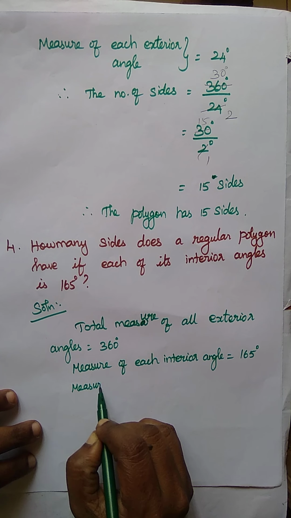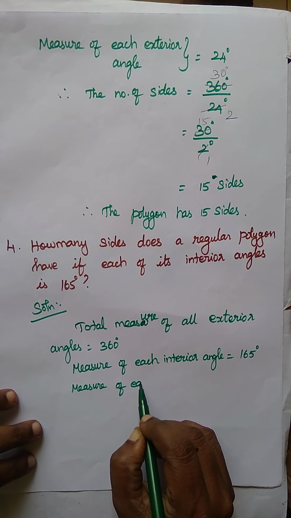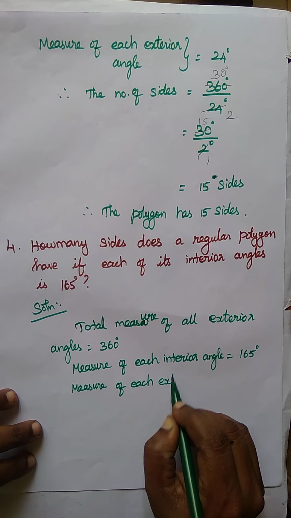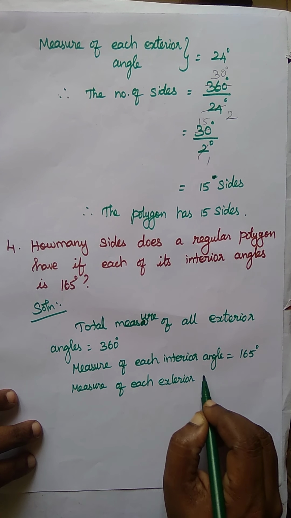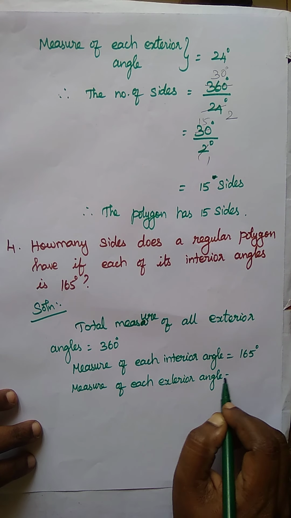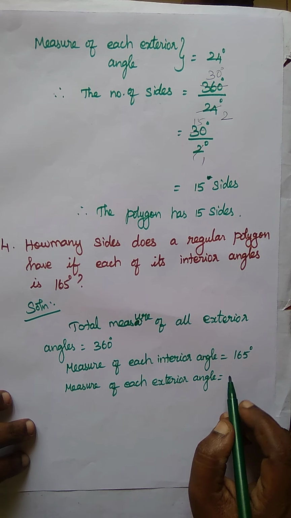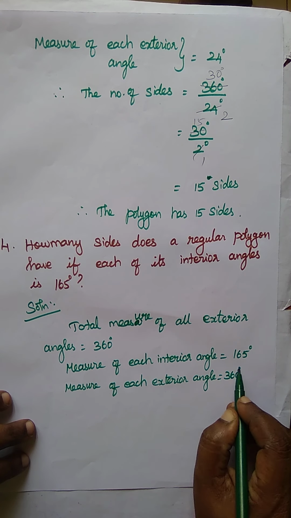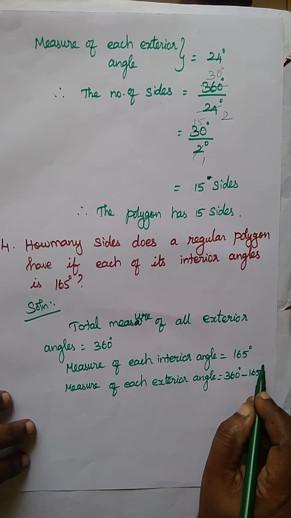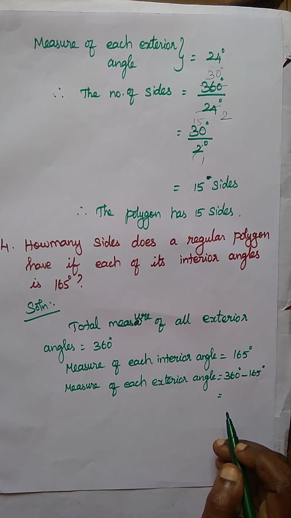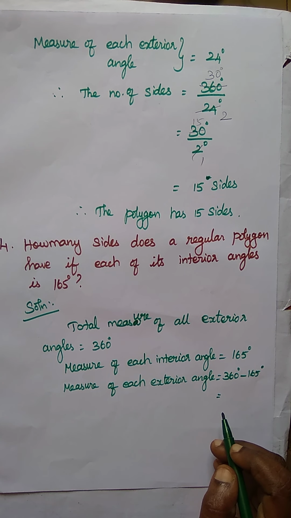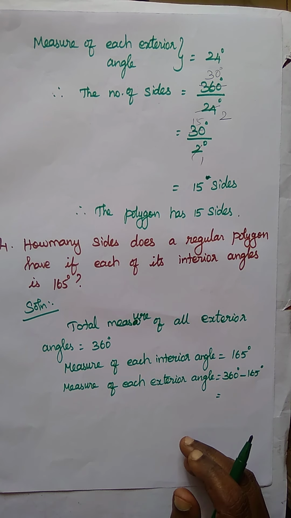Measure of each exterior angle is equal to 360 degree minus 165 degree. Okay, so 360 minus 165, applying that, what do we get?